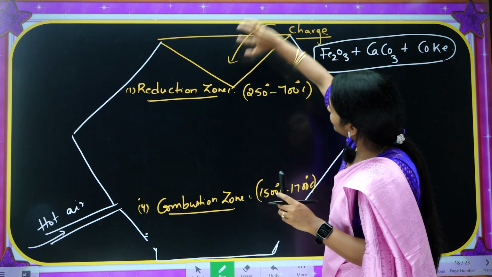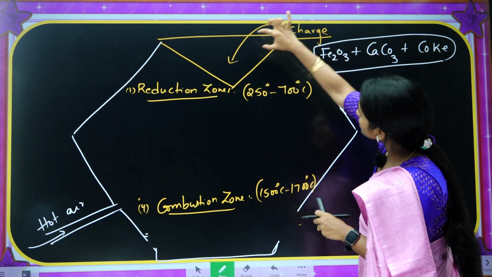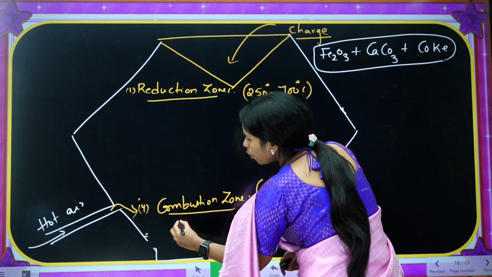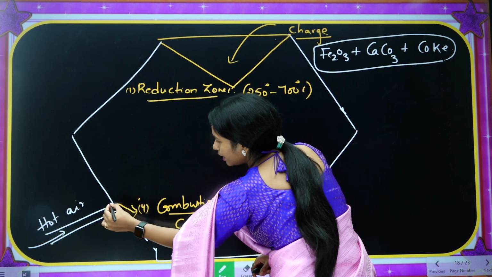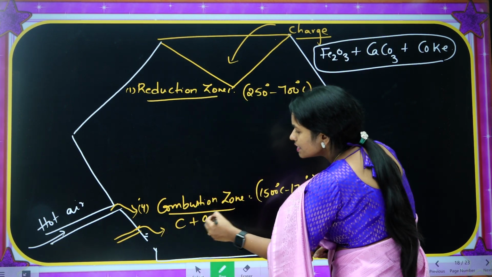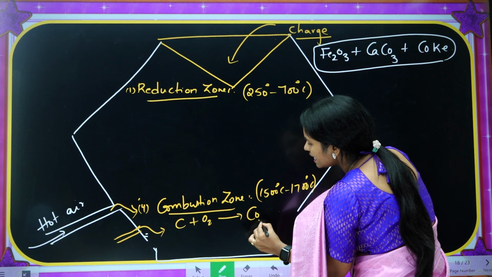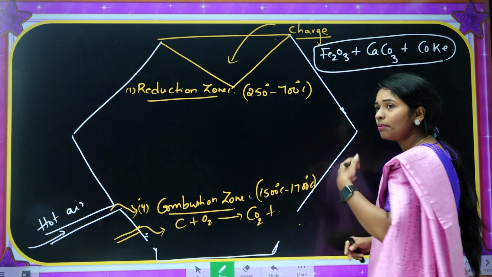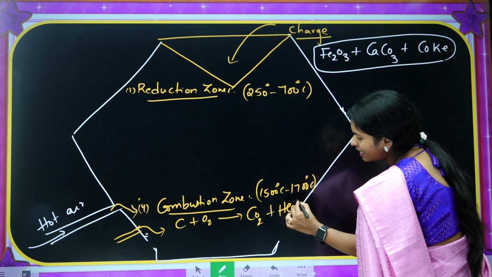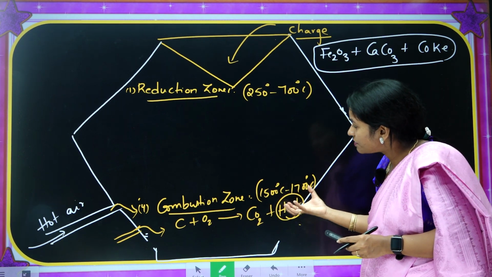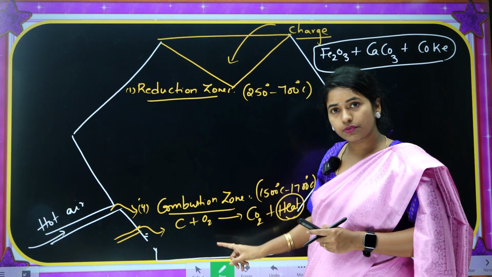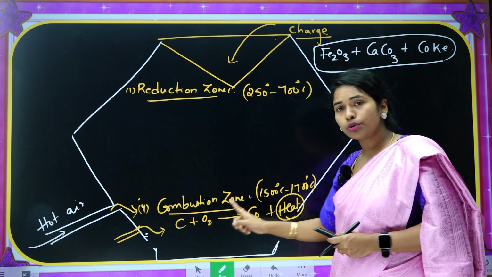So what happens when you put this charge? This coke slowly falls down, and this blast of air comes here. This coke reacts with this oxygen and forms CO2. This reaction is an exothermic reaction. Around 393 kilojoules of energy will be released. Heat will be released. They may ask you what is the hottest zone in the blast furnace. Which zone? Combustion zone. C plus O2 gives rise to CO2.